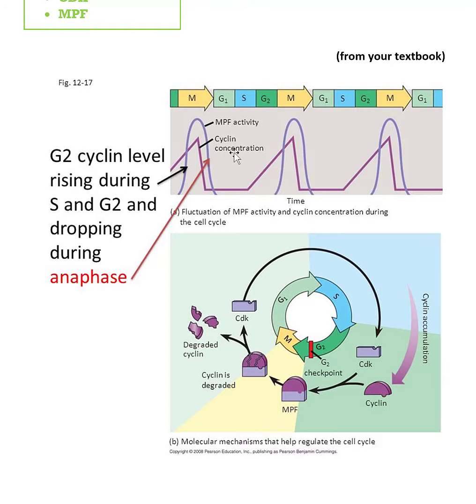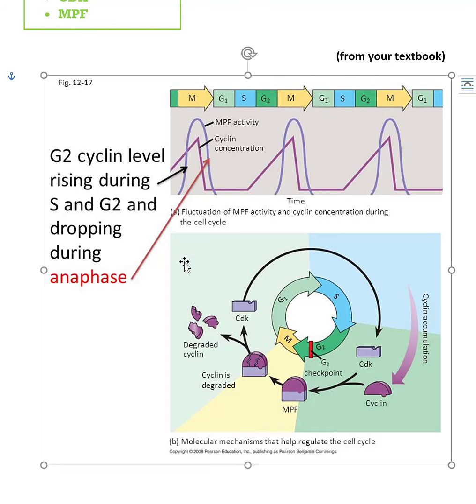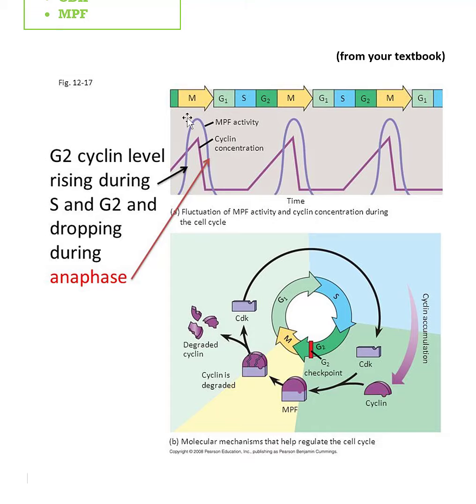So this graph here shows you 2 things. One is the activity of the MPF. All right, so how is it phosphorylating the targets? If it is, then the peak increases. And then when MPF is not phosphorylating the targets, then the activity drops off because the activity is phosphorylating the targets and setting off the cascade of reactions. And then this burgundy line is showing how the concentration of cyclin changes throughout the cell cycle.